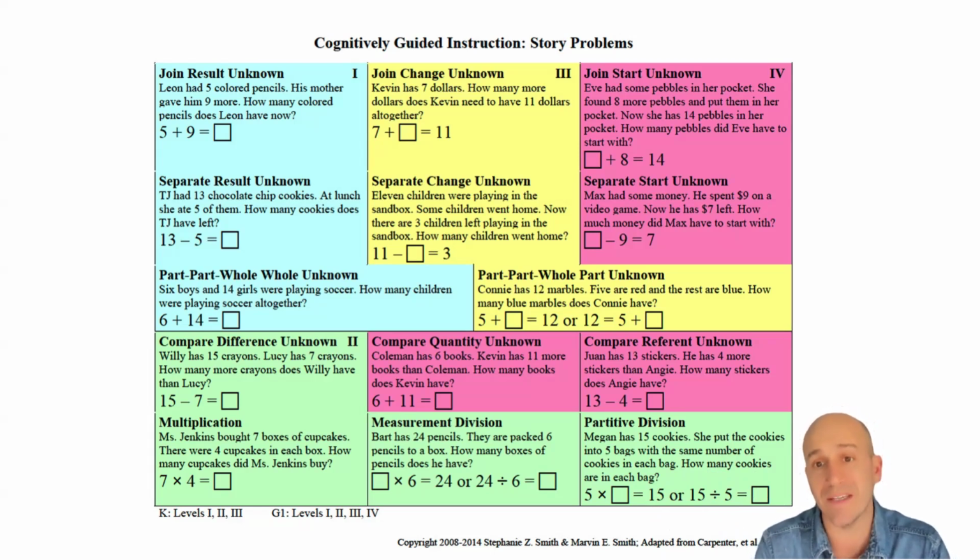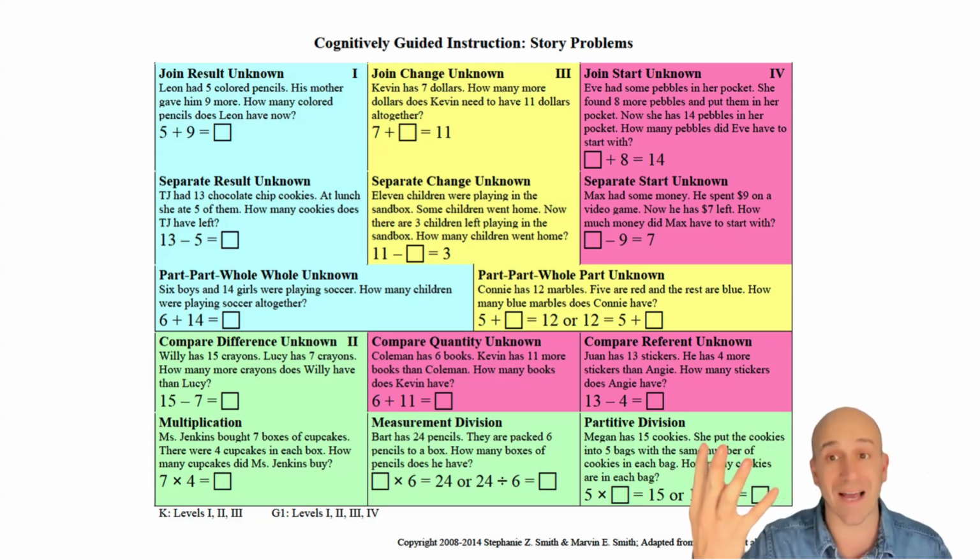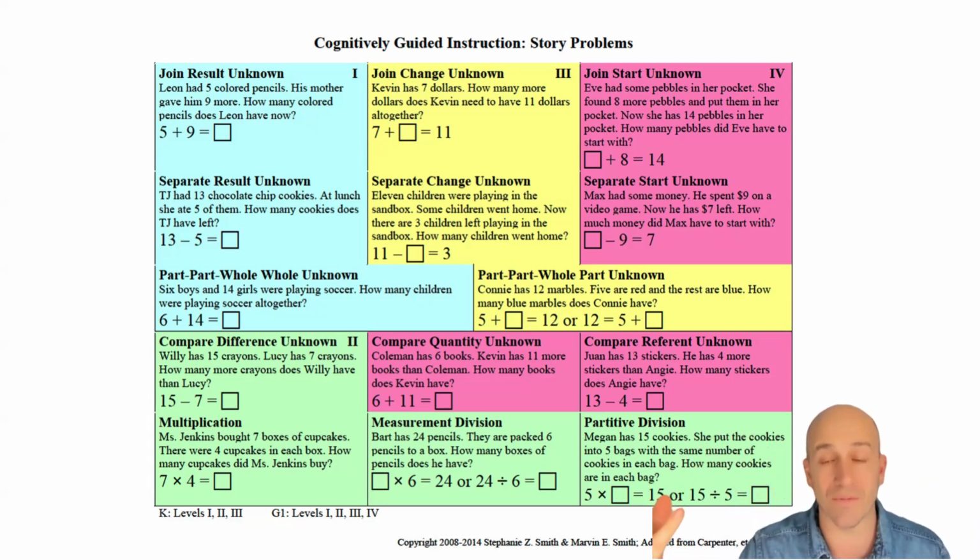What you'll notice about these problem types is that they're very simple from a narrative structure, right? So let's look at that first one. Leon had 5 colored pencils. His mother gave him 9 more. How many colored pencils does Leon have now, right? So he has something, something is joined to that quantity, and then you're trying to find the result.